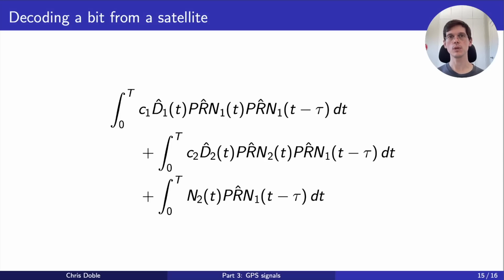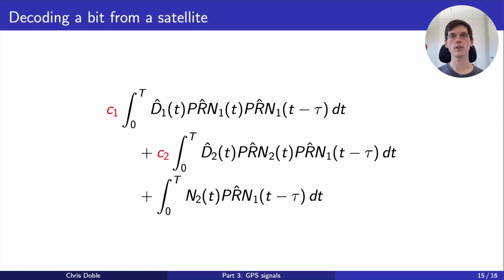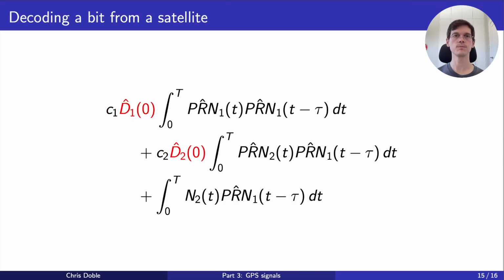The C1 and C2 terms are constant, so we can pull them out the front. Remember I said earlier that the navigation message is transmitted quite slowly, at 50 bits per second, or 20 milliseconds per bit? Well, if capital T is small, on the order of a couple of milliseconds, then the navigation message bits are likely to be constant over this period, and we can pull those terms out the front too. So we're left with 3 integrals.